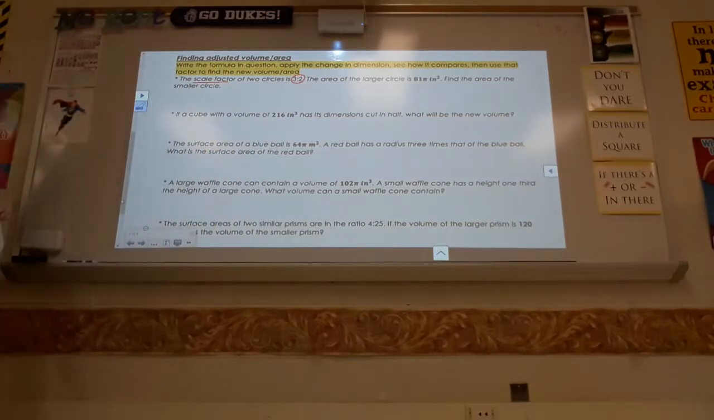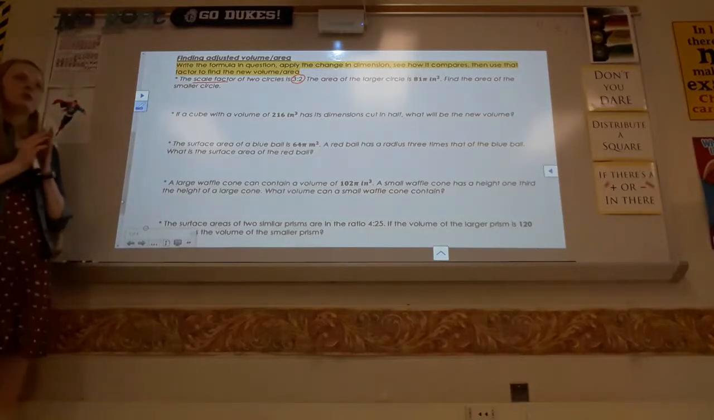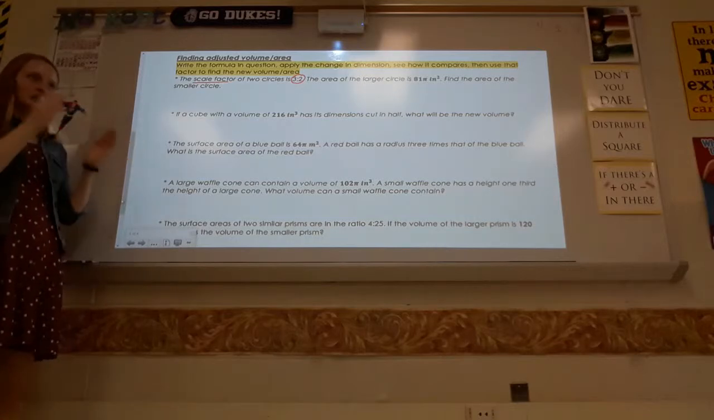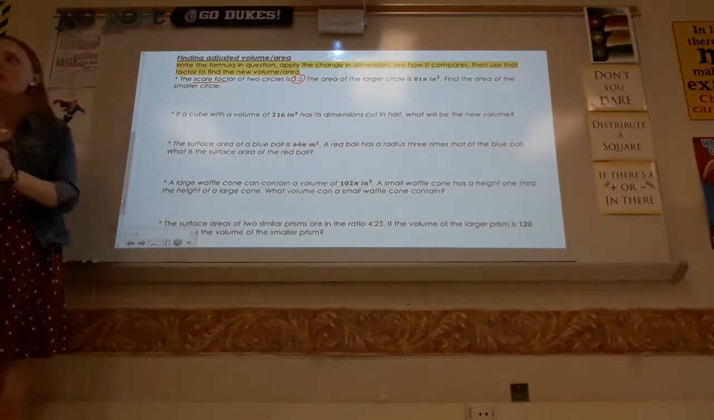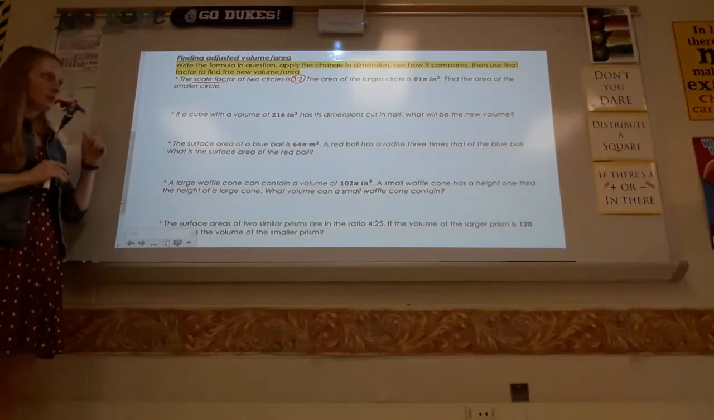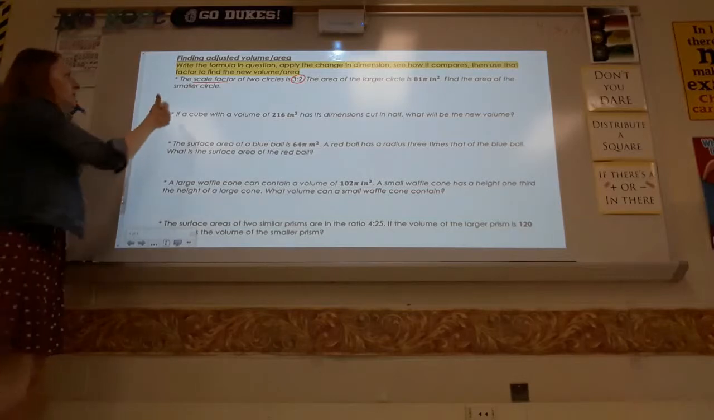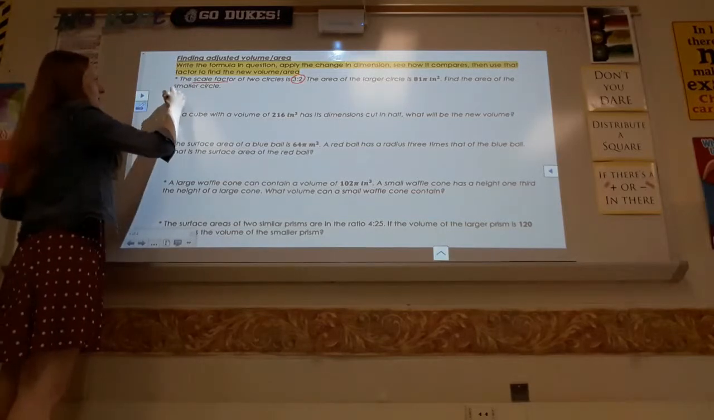The area of the larger circle is 81 pi inches squared, and I want to find the area of the smaller circle. So I'm comparing two things. What I want to do is figure out what's the change going from one circle to the other. Once I figure that out, I can then multiply that times the original area to find the new one. So let's write that formula, just like we did before.